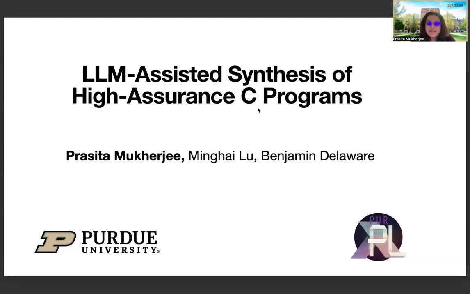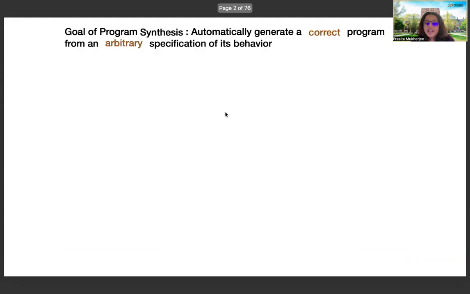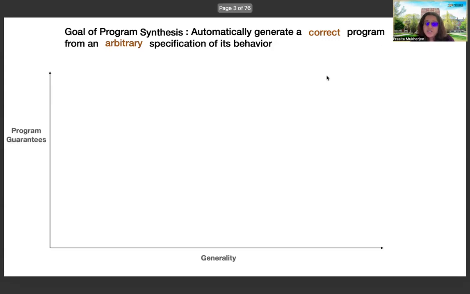So to begin with, I'd like to state what program synthesis seeks to do. It seeks to automatically generate a correct program that satisfies a specification of its behavior. Now, I want to elaborate on the present scenario of program synthesis with the help of this graph. Consider two axes where the x-axis represents the generality of the specifications and the y-axis represents the guarantees that we can give about the program meeting its specification.